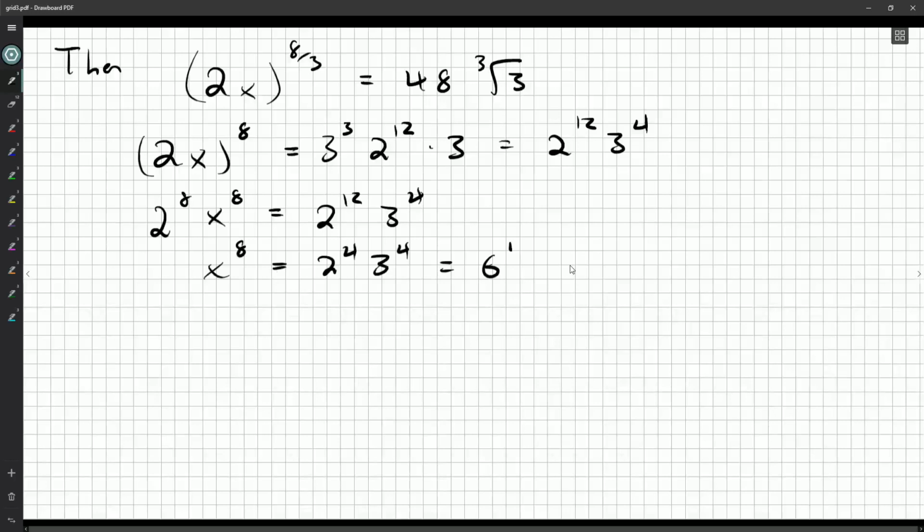This is 6 to the power of 4. Let's fourth root both sides. So we'll get x squared is going to be 6. So this to me suggests x is going to be plus or minus the square root of 6.